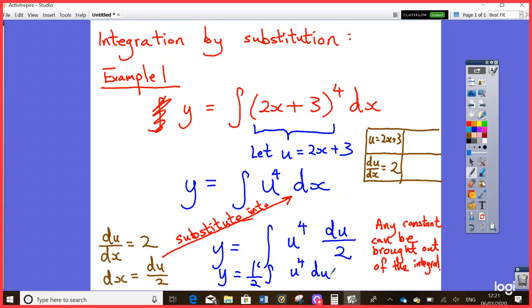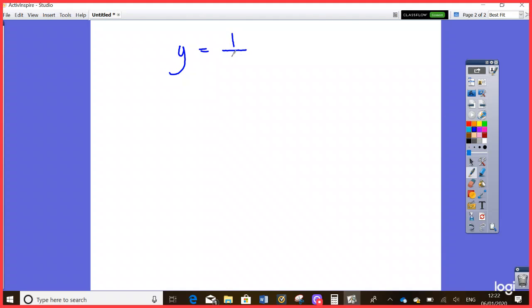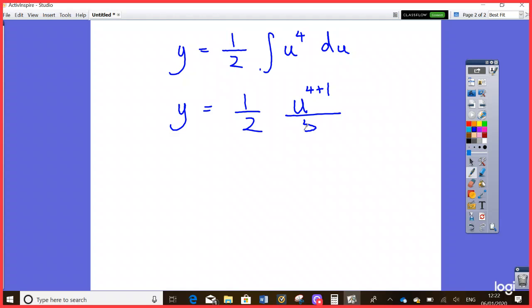Now can we integrate? Yes, we can. Because we can now integrate u with respect to u. This is where it's happening now. Okay, so let me go to the next slide. So y equals half the integral of u to the power 4 du. Now remember, we're not differentiating, we're integrating, so you have to add 1 to the indices first. So y is equal to half, u to the power 4 plus 1, which is 5, and that becomes a fifth in front of your u to the power 5, plus c.